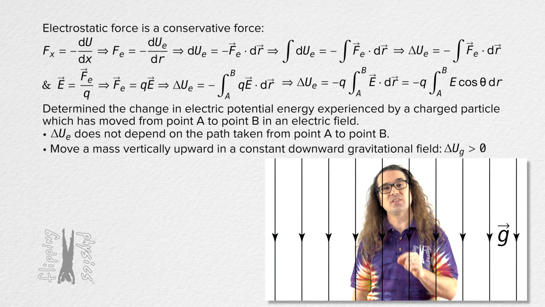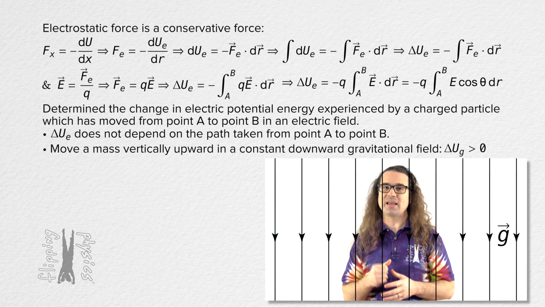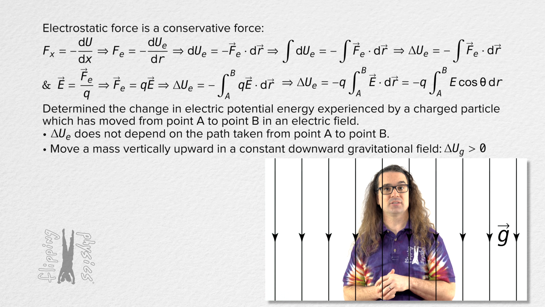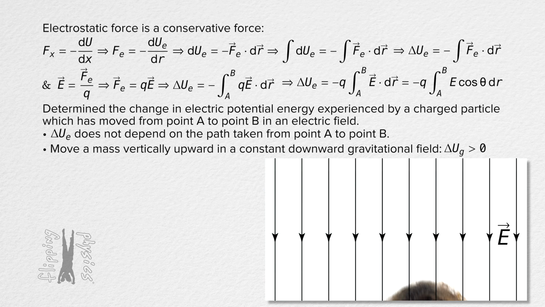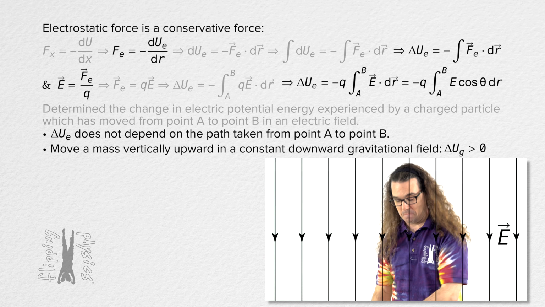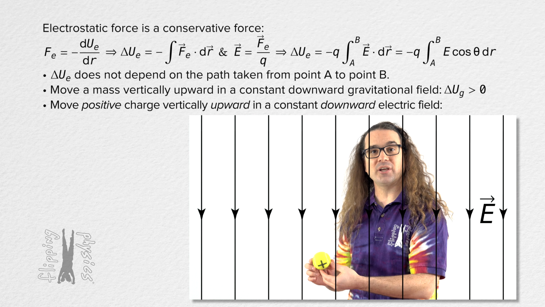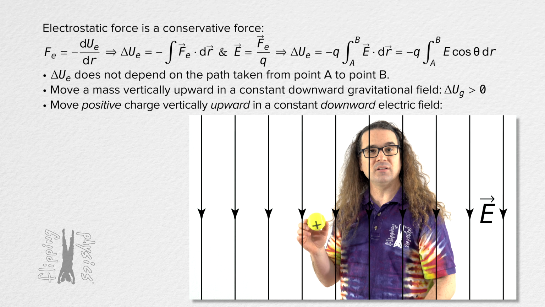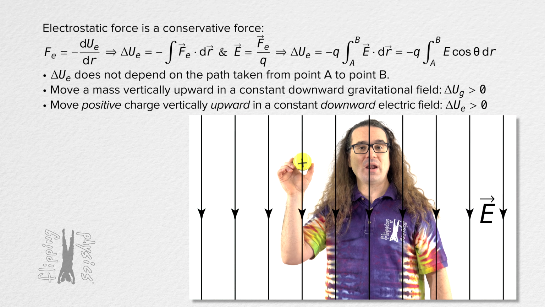Conservation of energy says that the gravitational potential energy of the mass will decrease and the kinetic energy of the mass will increase. And if we change the gravitational field to an electric field and use a positively charged object instead, notice that when we move the positively charged object opposite the direction of the electric field, it will gain electric potential energy just like the mass did when I lifted it.